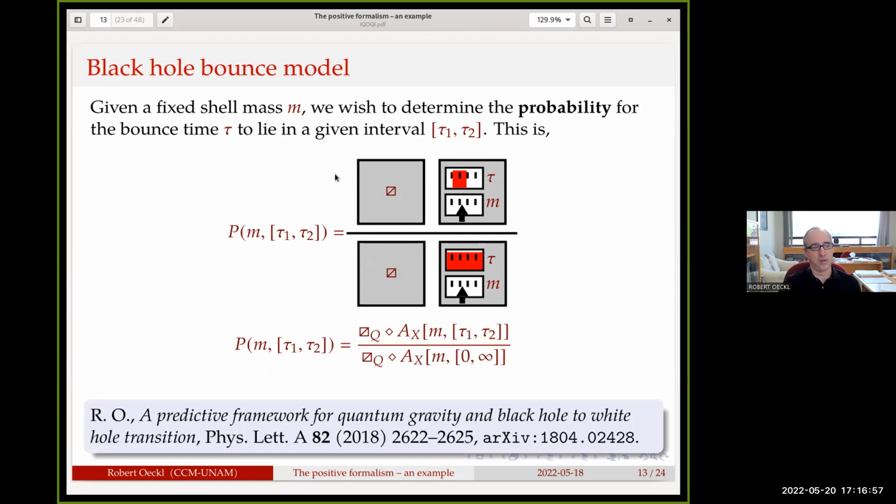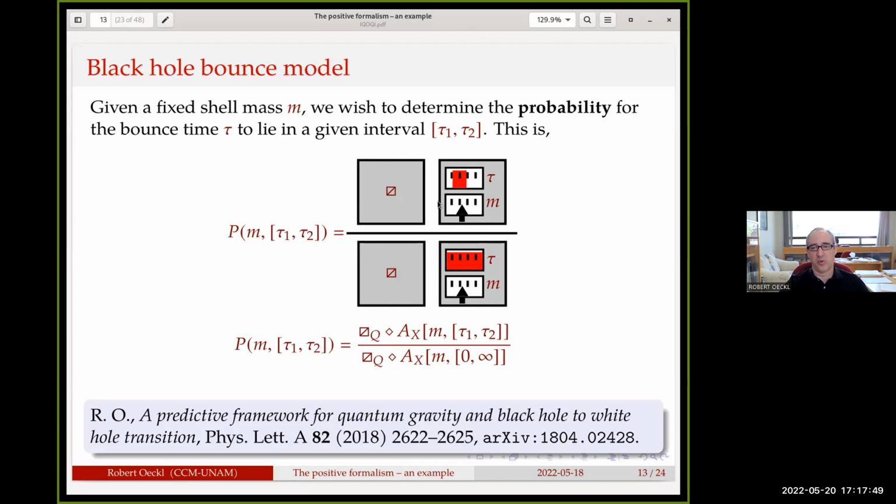So a typical question you could ask would be: I fix the shell mass, and now I want the probability, for this shell mass, that the bounce time lies in a certain interval, let's say tau1, tau2. I've indicated this pictorially by two pointer devices, one for the mass and the other showing a range of possible pointer outcomes. So this probe corresponds to all possible pointer outcomes in the interval tau1, tau2, and to a fixed mass m.